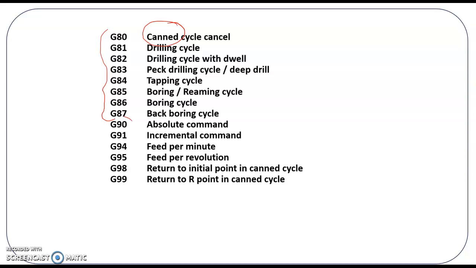Another important pair is G90 and G91. G90 is used for absolute command, that is, when the absolute measurement system is used. If we are going for the incremental measurement system, we have to go for G91. It has to be mentioned in the program. Then G94 and G95 are for feed rate. If the unit of the feed rate is feet per minute, we have to use G94. If the unit is feet per revolution, we have to use G95. These two are also in connection with the canned cycles.